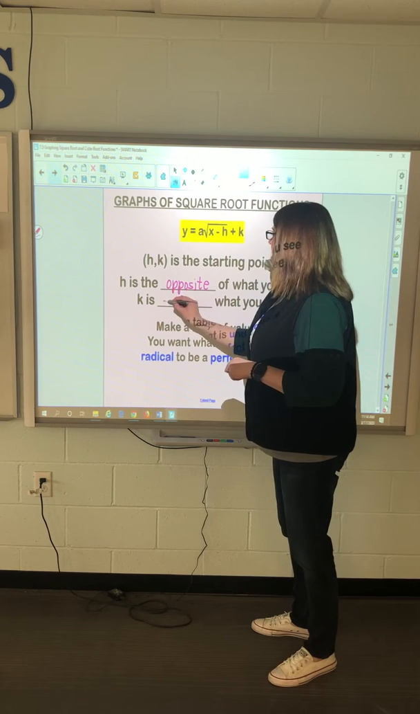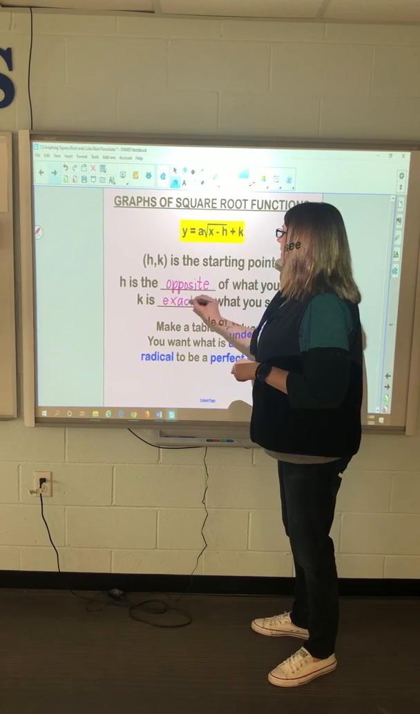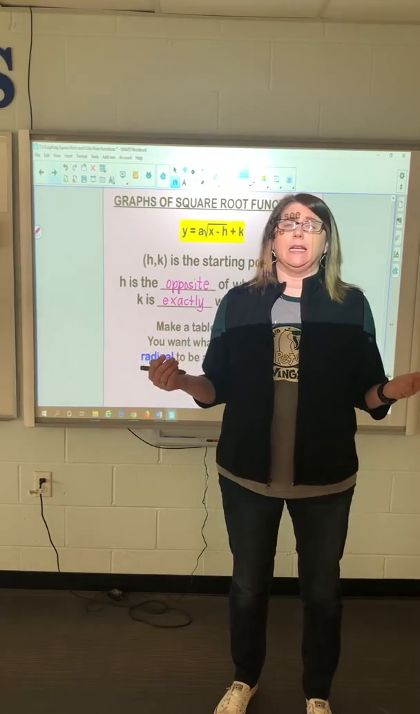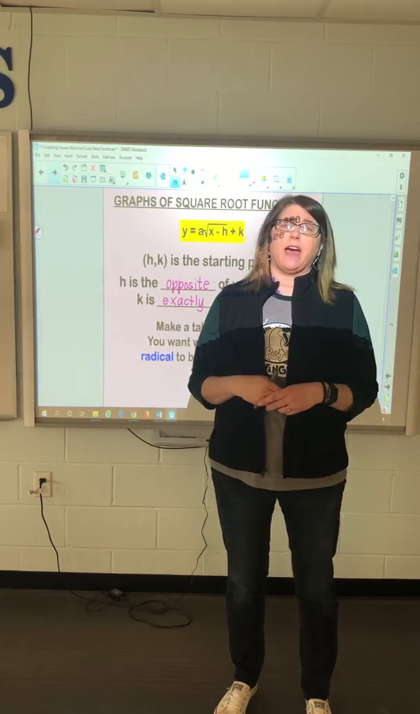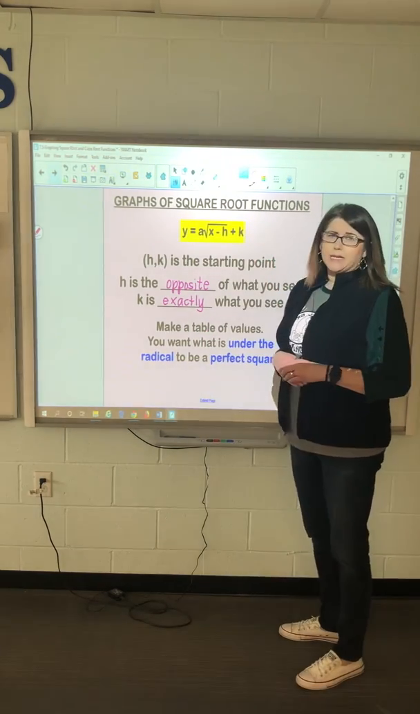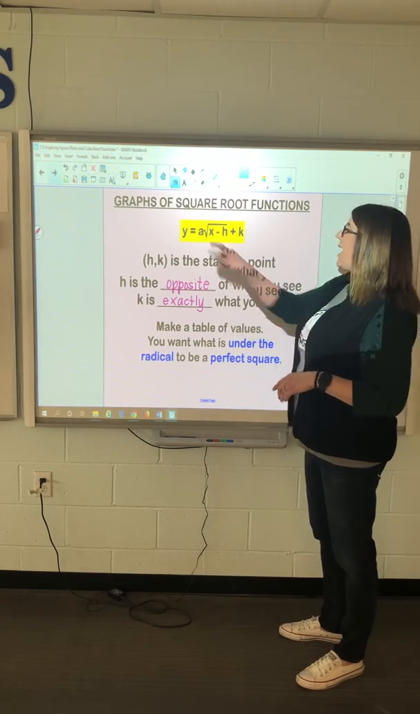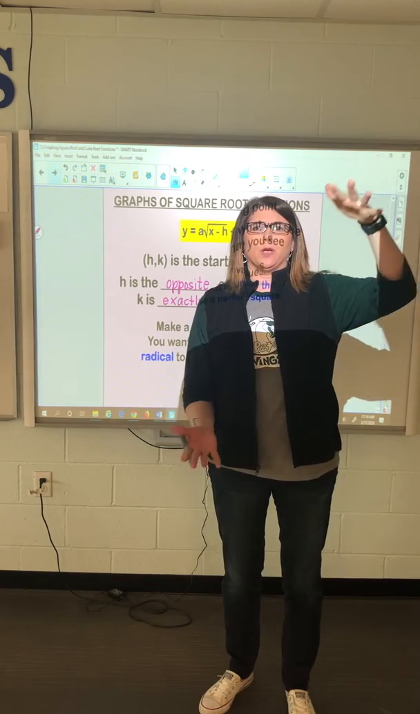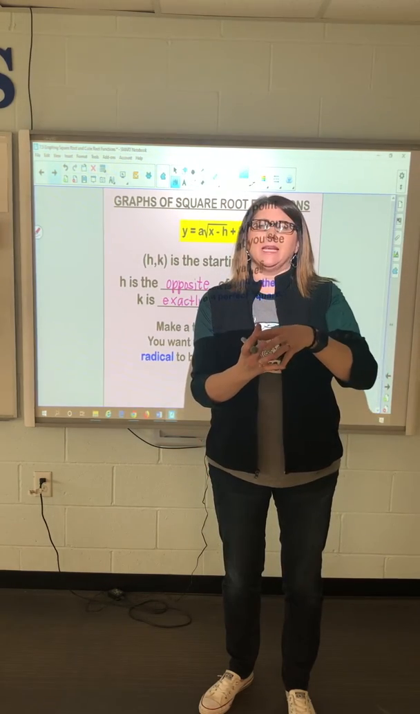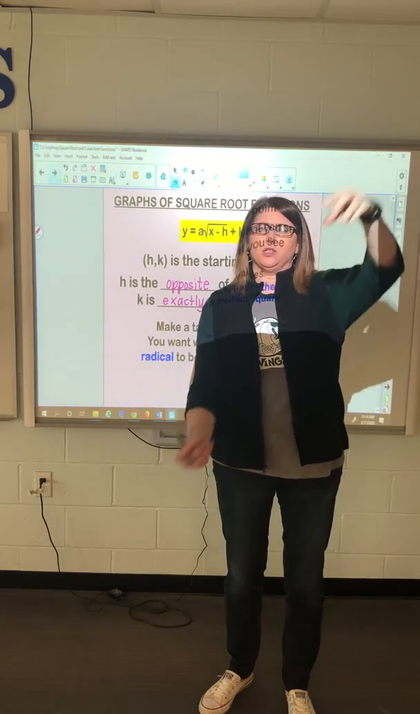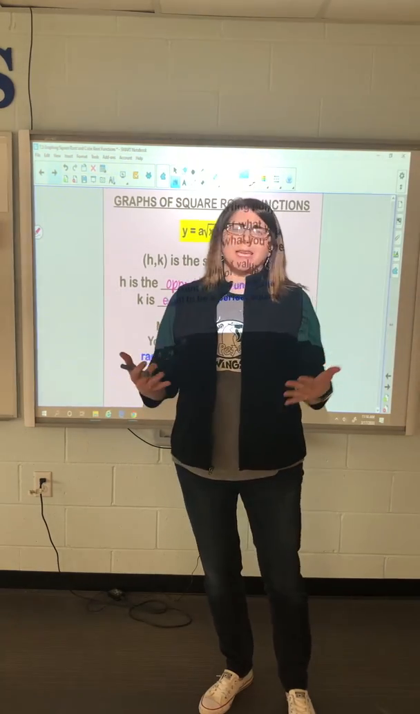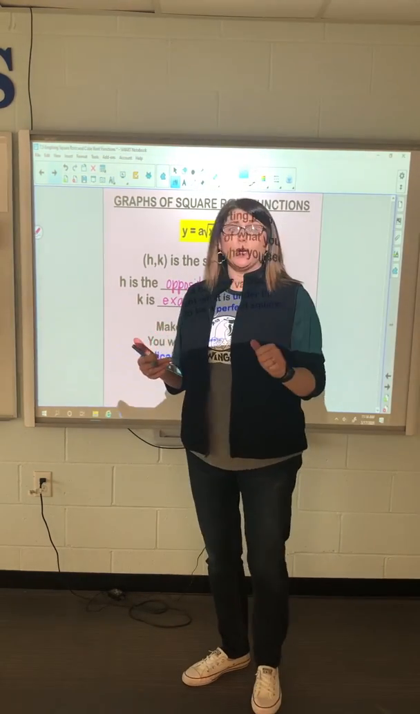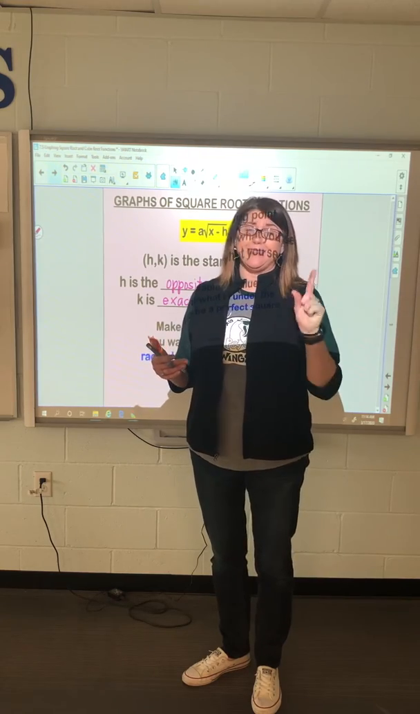But k is always exactly what you see. It doesn't change. If you see a plus 9, it's a positive 9. If you see a minus 5, it's a negative 5. So the value for k is always going to be exactly what you see. Now all a does really is kind of either stretch your graph or compress your graph. So it takes those y values and it multiplies them. So it's either going to stretch it or compress it. But the h and the k are what you really want to identify because that's going to give you your starting point. And it's also going to tell you what you're going to start with in your table of values. And that is going to help us out.